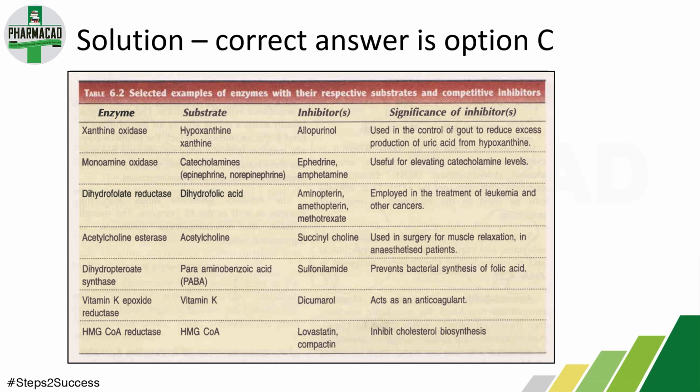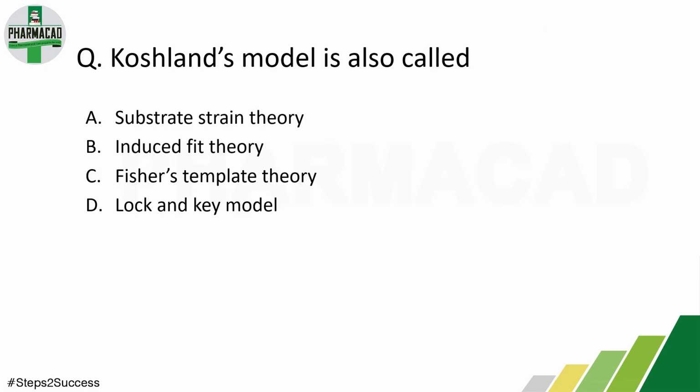So when you read this chart in detail, you will understand that every enzyme has its significant substrate and significant inhibitor. When malfunctioning takes place in our body, then we have to take a medicament which will be helpful in achieving therapeutic effectiveness, and some of them act by inhibiting certain enzymes. Move on to the next question.